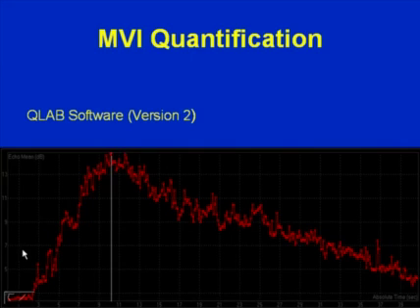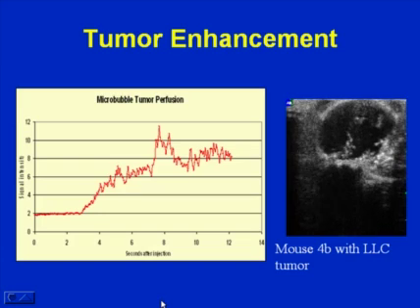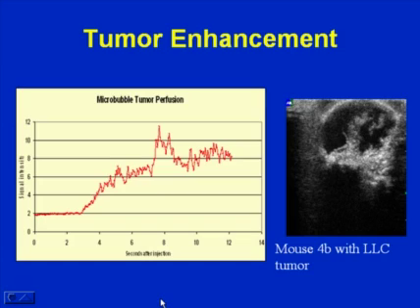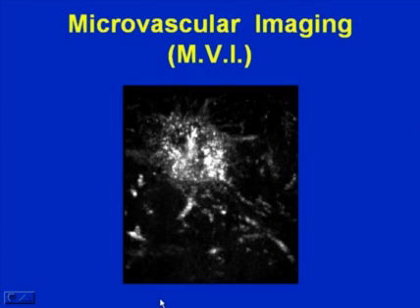We can quantitate this activity in our time activity curve, where we can see the time to peak, the peak value, and the washout phase, and the area under the curve reflects the overall vascular volume. And this is shown in this image with the tumor and the time activity curve. We can also do a maximum intensity projection image and get an idea of what the vessel branching patterns are. And this has been termed microvascular imaging.